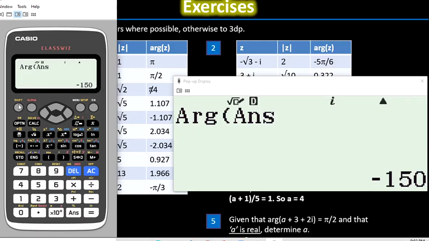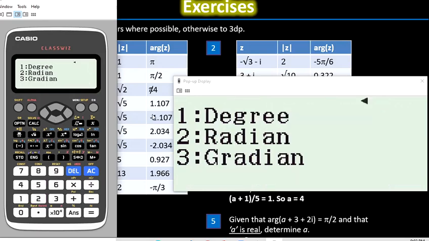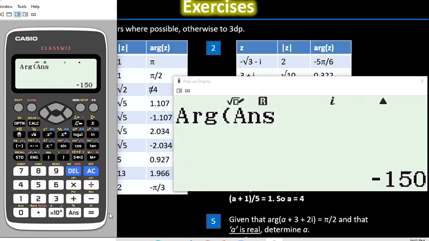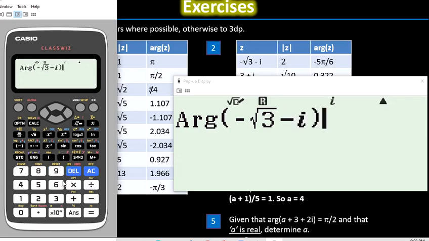If you want to set the radian mode, shift, setup. At number 2, you have angle options in radians. Now what are you getting? I'm doing again option of argument: minus root 3, cursor forward, minus, and here we have iota, close the bracket and get the angle. Is that clear?